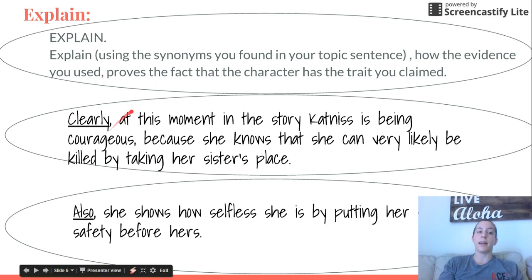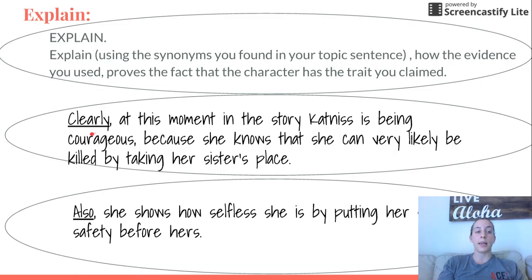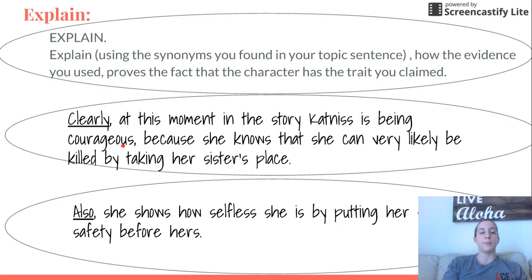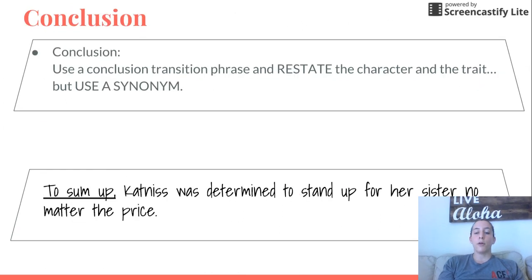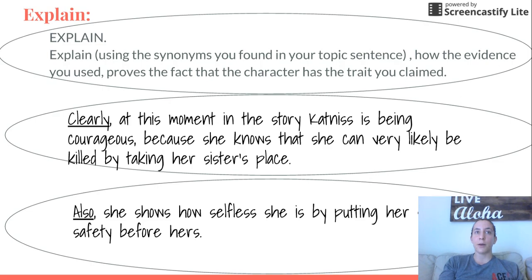So here are my examples. Again, I underlined some transition words. Clearly, at this moment in the story, Katniss is being courageous. Courageous is that word that I found in my very first topic sentence when I webbed off of brave. Because she knows that she can very likely be killed by taking her sister's place. Also, transition word, she shows how selfless she is by putting her sister's safety before hers. Selfless was that second word I found for brave. Go ahead and press pause to go back and finish up your explanation boxes.